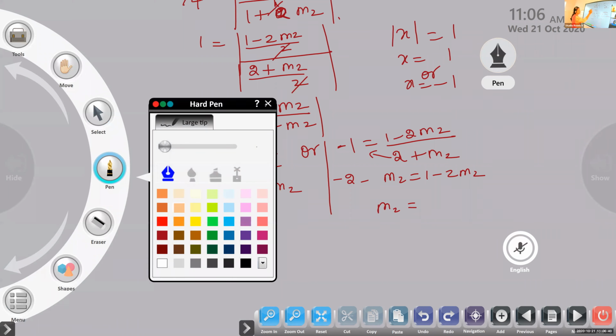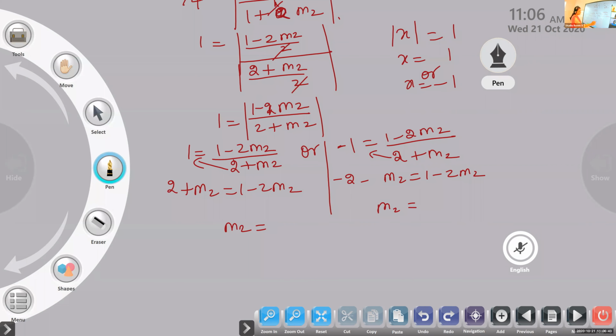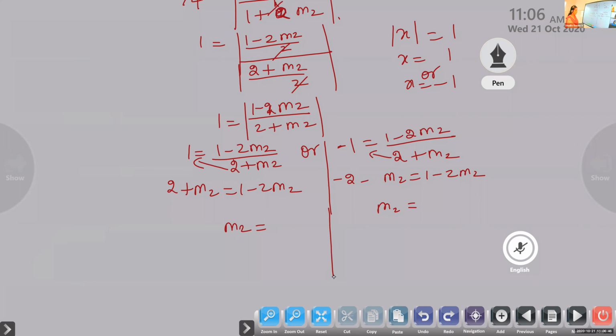Now what about the other steps? Is it okay? Simplify and in both the cases find out what is m. What is m2? What is the slope of this second line? What is the answer? Ashwin, what will be the answer? What is the value of m2 in the first case and what is the value of m2 in the second case?